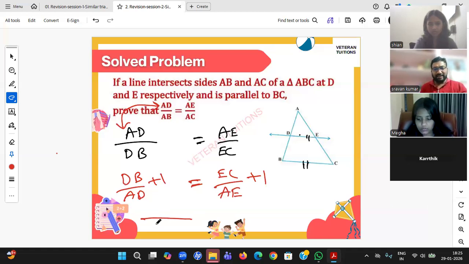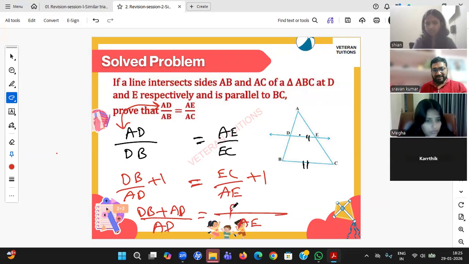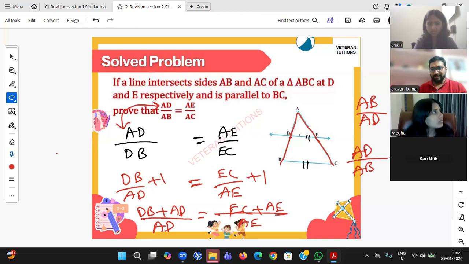So clearly I can take AD as the LCM, DB plus AD. AE is the LCM, EC plus AE. DB plus AD: DB is this, AD is this, which is nothing but AB, by the denominator AD. EC plus AE: EC is this, AE is this, which is nothing but AC, AC by AE. Is it what I need to prove? No, it is just again ulta. So let me invert both sides, reciprocate both sides, and see, this is what the answer is.